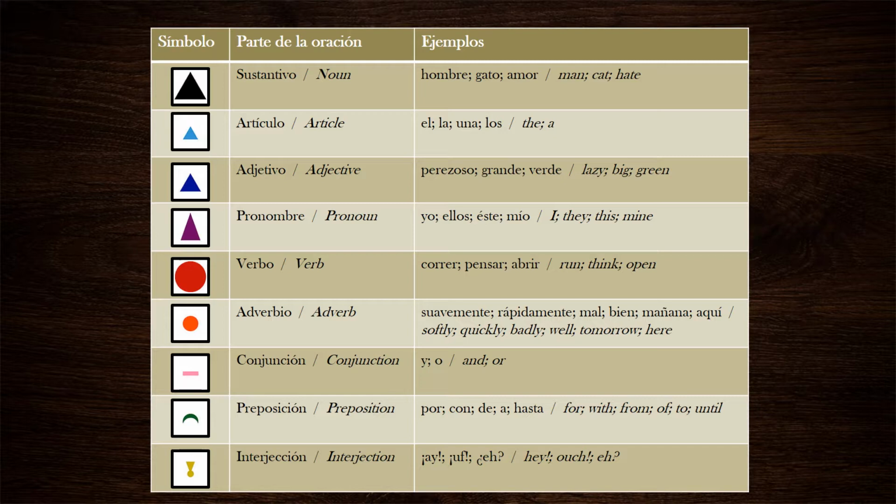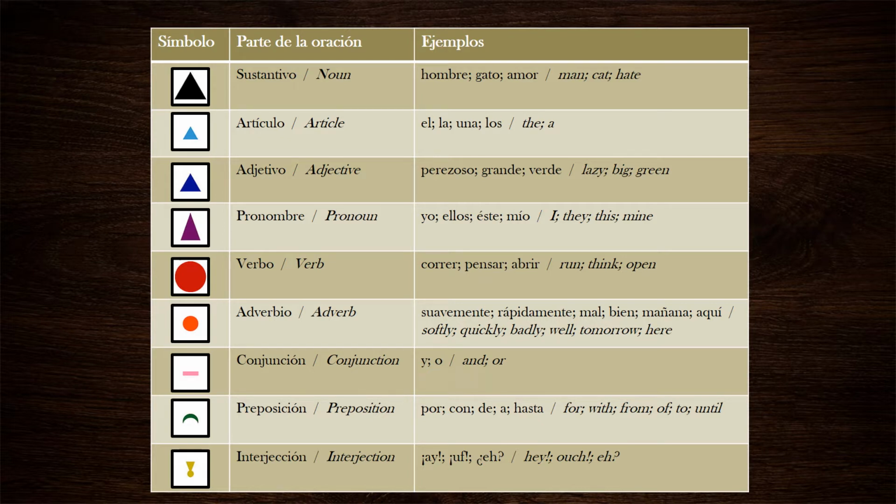Adjectives, adjetivos, the medium-sized blue triangle, describe the nouns. That's why it's also a triangle, but smaller. Lazy, big, green, perezoso, grande, verde. Pronouns replace the nouns. That's why you've got a tall but skinny purple triangle, and there's other reasons. I replaces man, or Don Andres. They, this, mine, yo, ellos, este, mío.